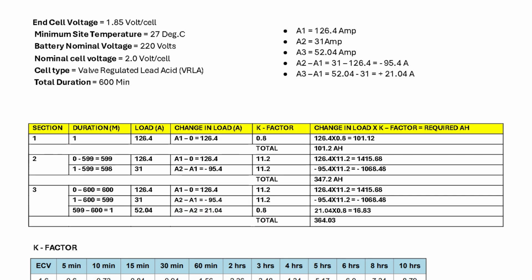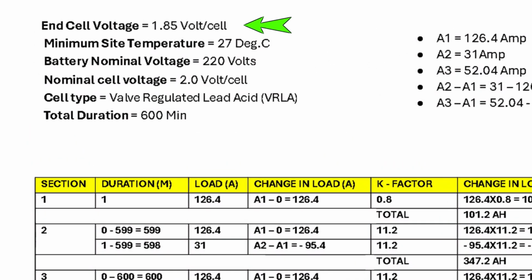We shall consider here the end cell voltage as 1.85 volts per cell. That means, during the completion of the 10-hour discharge without a charger, the voltage per cell of the battery bank must be above 1.85 volts for each cell. The minimum site temperature we have considered is 27 degrees centigrade. The battery nominal voltage here is 220 volts, and the nominal cell voltage is 2 volts per cell. In our case, the battery is valve-regulated lead-acid, and the battery is of C10 type.